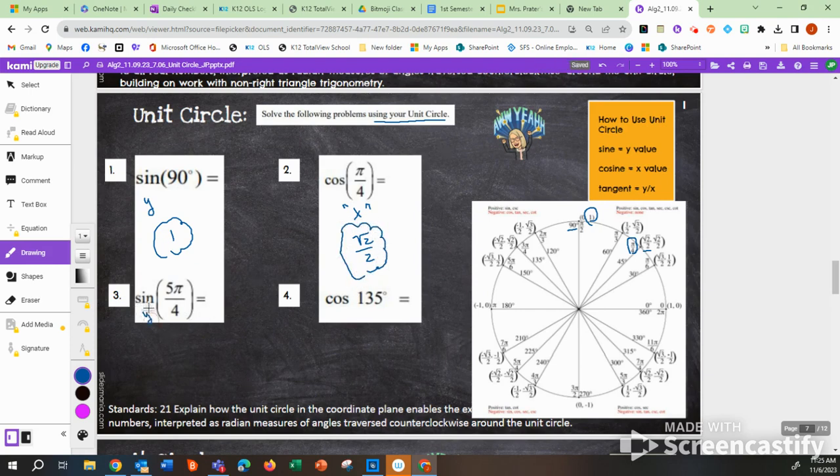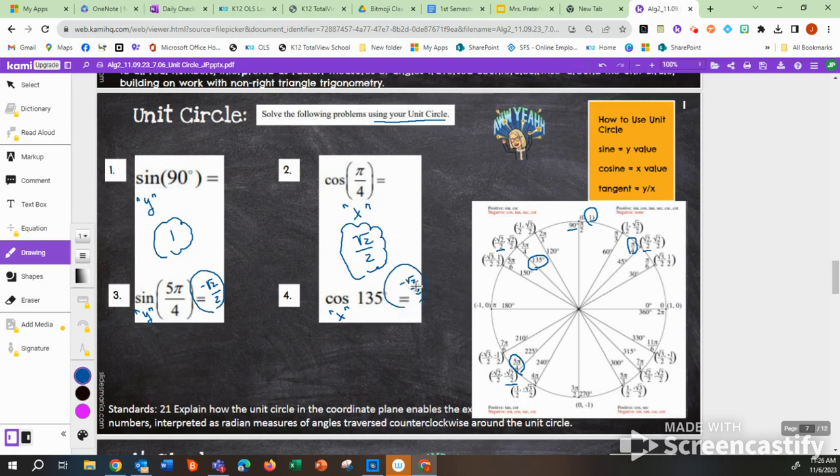Sine again is the y value. I've got to find 5 pi over 4. I spent a lot of time looking for things. Here's 5 pi over 4. And they want to know the sine, so that's the y value. So that's going to be this value. That's negative square root of 2 over 2. Cosine again is the x value at 135. So we're going to find 135. It's here. They're wanting to know cosine, so that's the x value. So that's negative square root of 2 over 2.